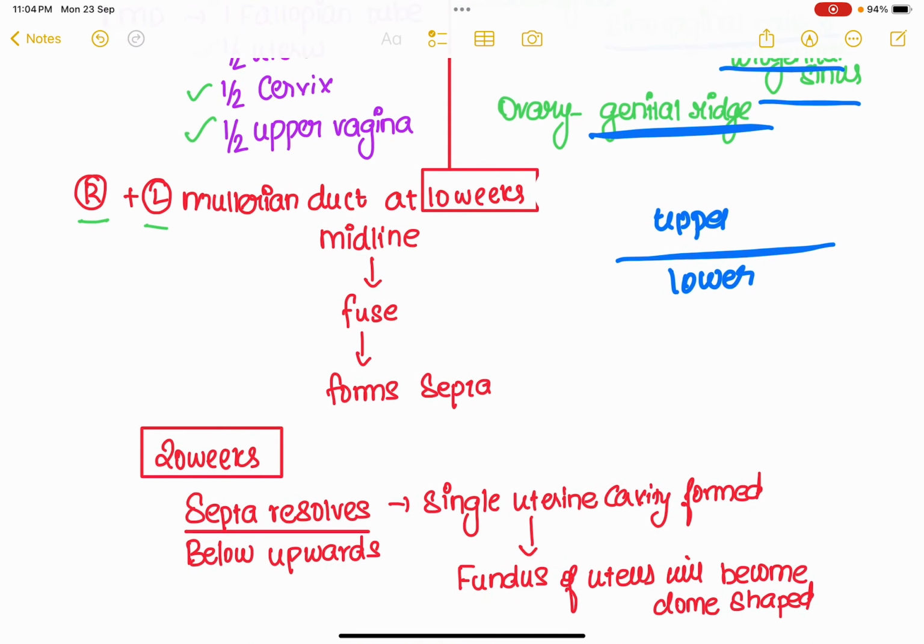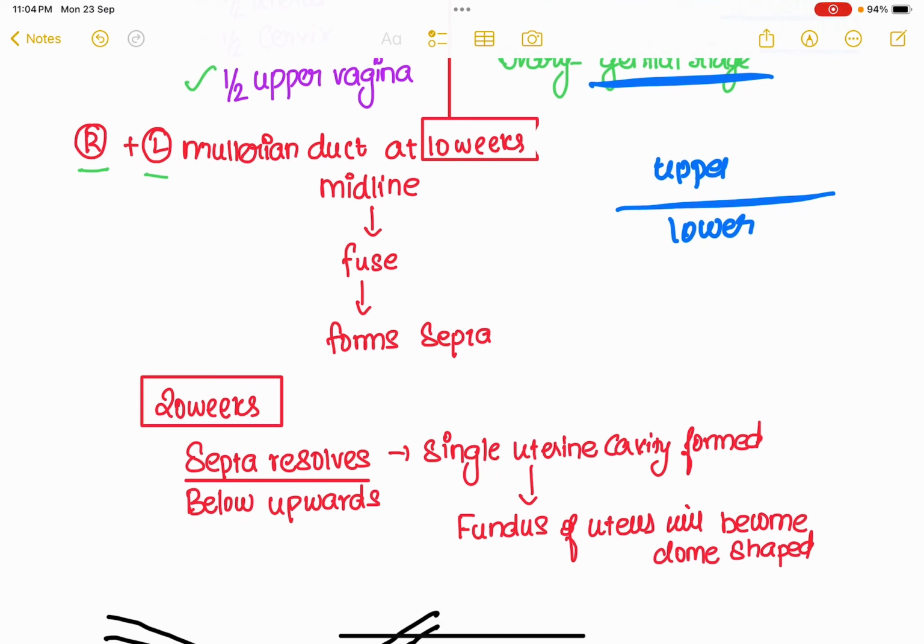Now let's discuss how each side's Mullerian duct will form a single uterine cavity. The right and the left Mullerian ducts, which give rise to the respective side's fallopian tube, uterus, cervix and vagina, will fuse at about 10 weeks of intrauterine life. The fallopian tube is one on each side, while the uterus, cervix and upper part of the vagina are half on each side. So these will approach in the midline and fuse.